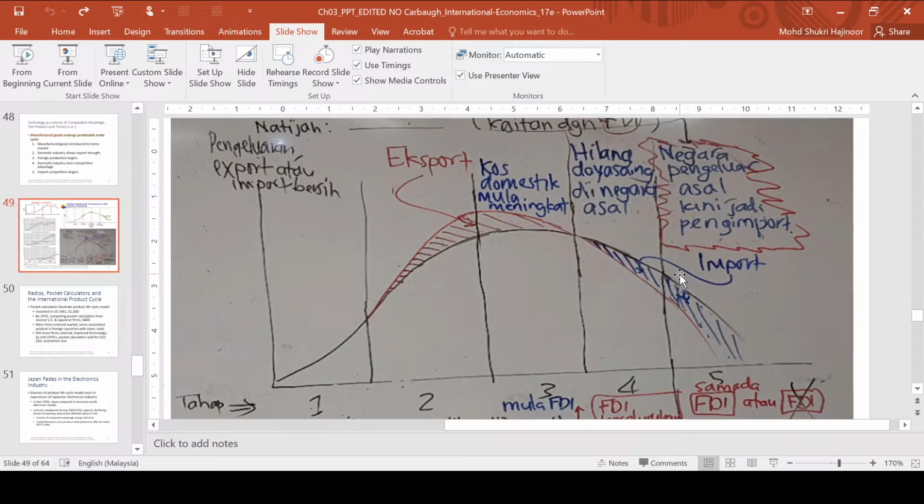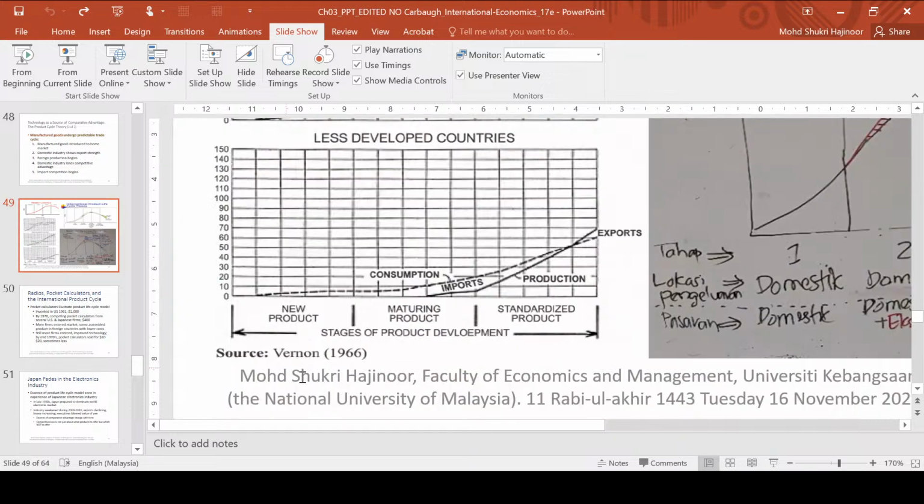Anything here that I should go over first? Oh, see, Vernon, 1966. I said just now, late 50s. This is 1966. Because it's got his writing, late 50s, yes.